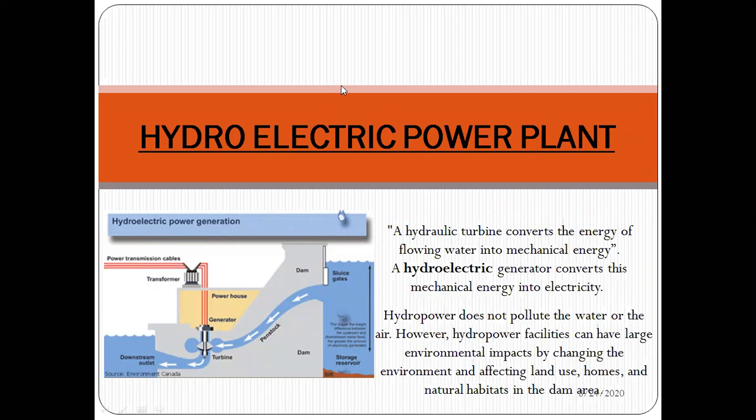You can see on your diagram that a hydroelectric turbine converts the energy of the flowing water into mechanical energy. A hydroelectric generator converts the mechanical energy into electricity. Hydropower does not pollute the water or the air. However, hydropower facilities can have large environmental impacts by changing the environment and affecting land use, homes, and natural habitats in dam areas.